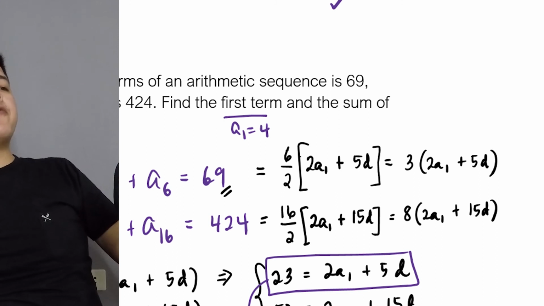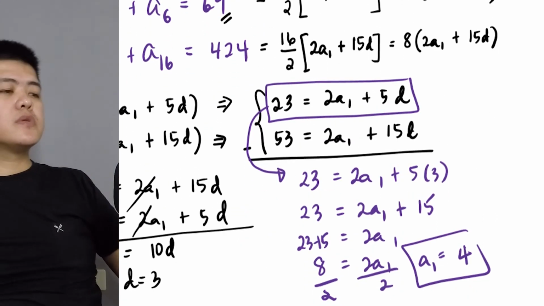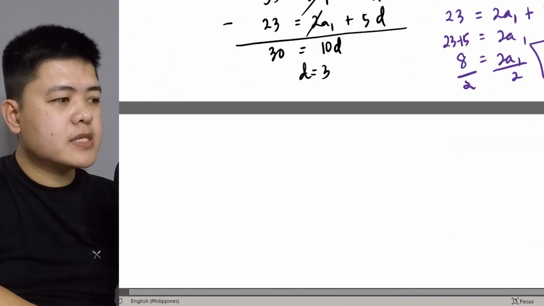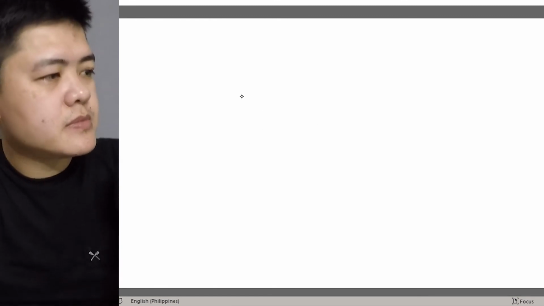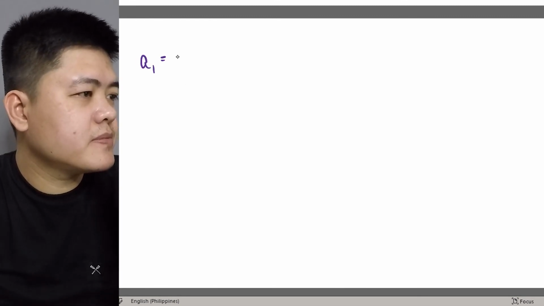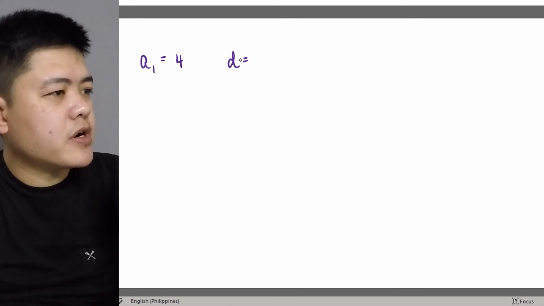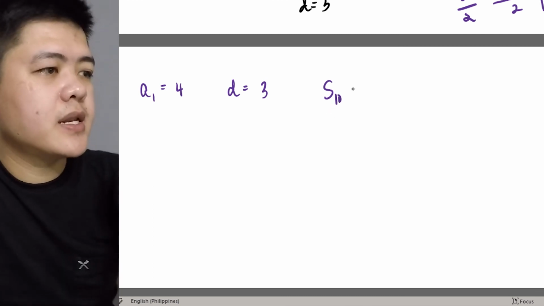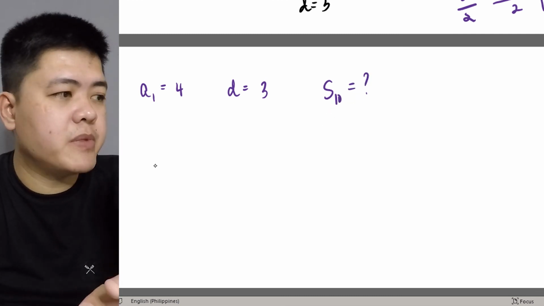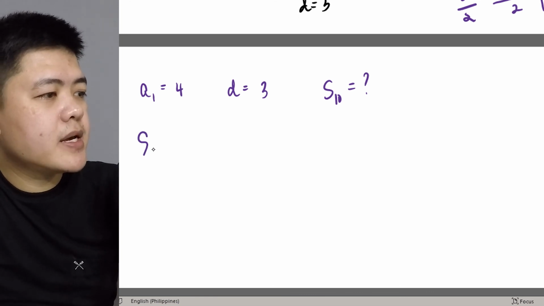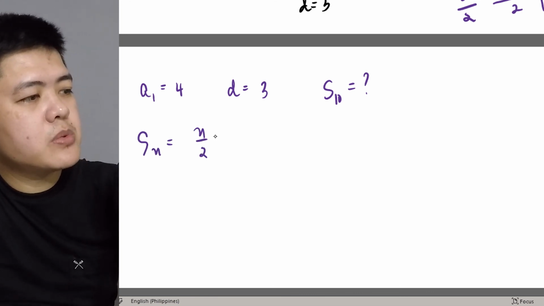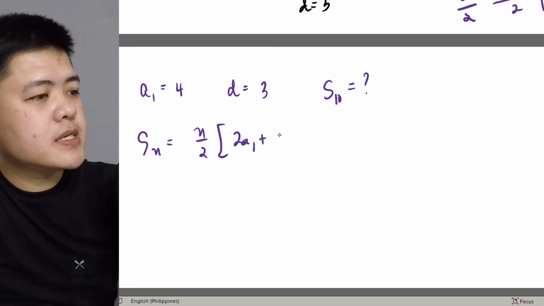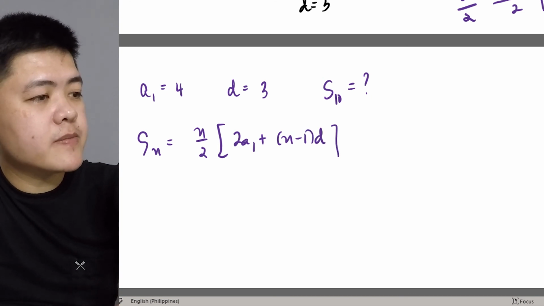Now, sum of the first 10 terms. We ran out of space. Let's have another page here. The sum of the first 10 terms. Your first term is 4, and your common difference is, what's your common difference? Is 3. So we're looking for S sub 10. And the formula, we can use the first formula. So we have S sub n equals n over 2 times 2a sub 1 plus n minus 1 times d.